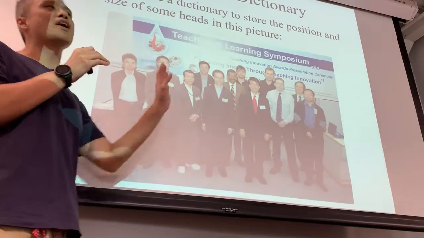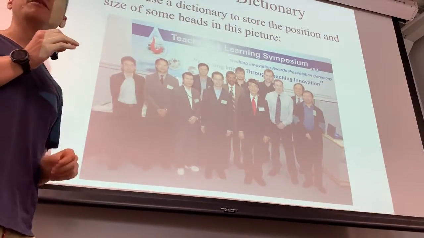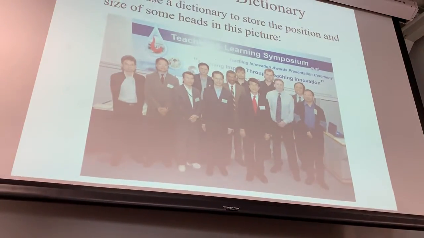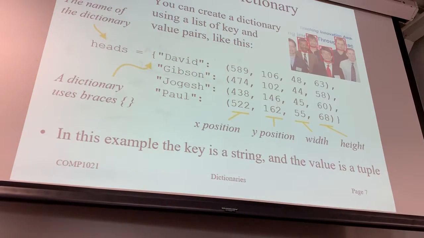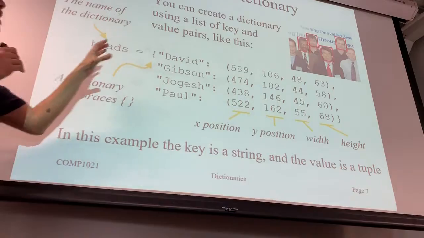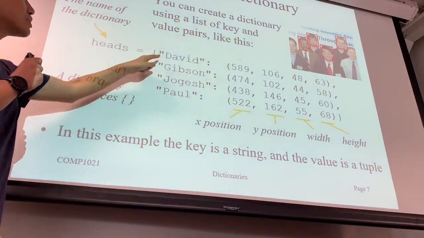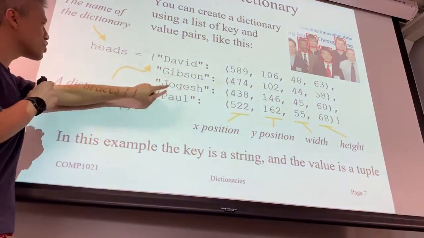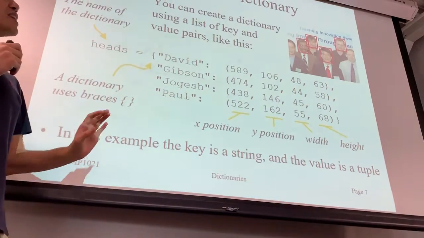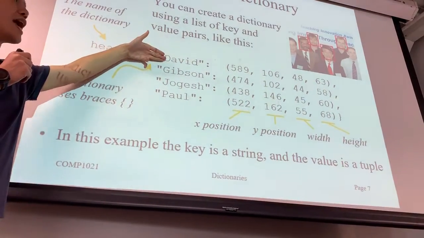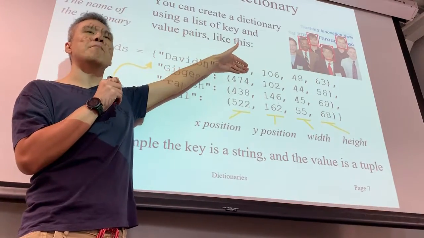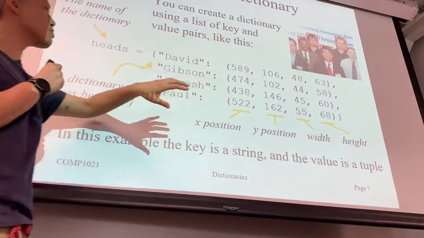This guy is our president. Two times before, okay? So, four. Well, that's probably different. So then you have a program to try and point out where the heads are. David is there, Gibson is there, Jugesh is there, and then Paul is there. This is a dictionary mapping the key, which is the name, to some tuples. The tuples are the values.